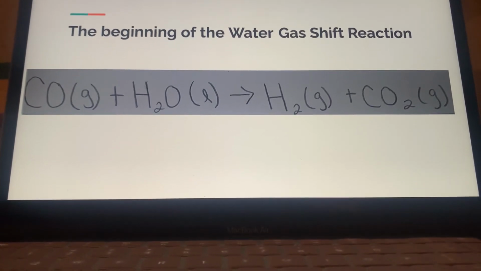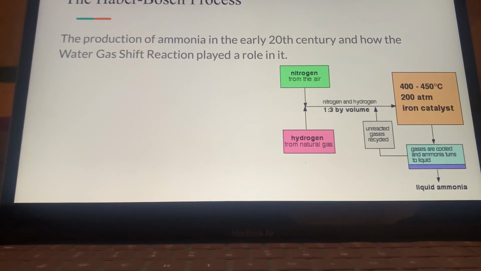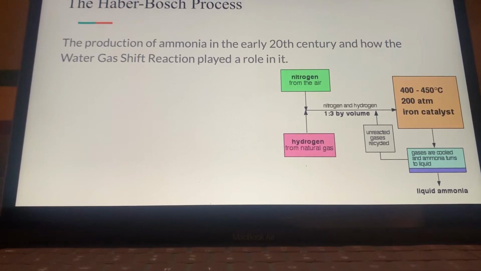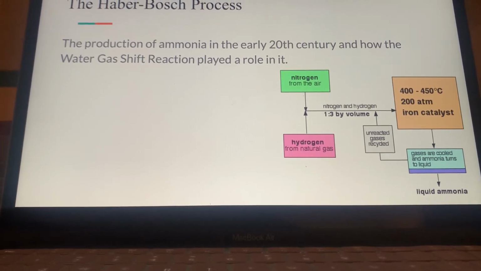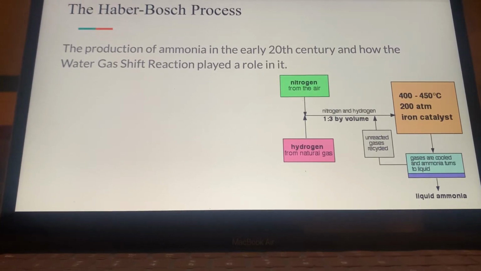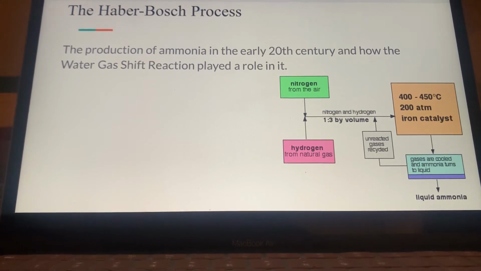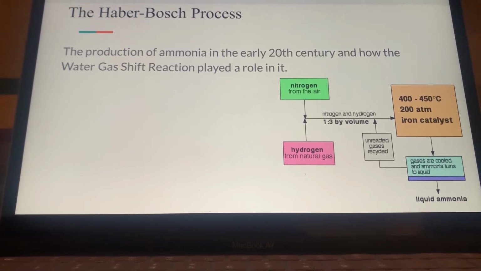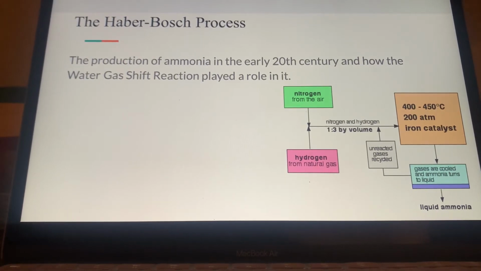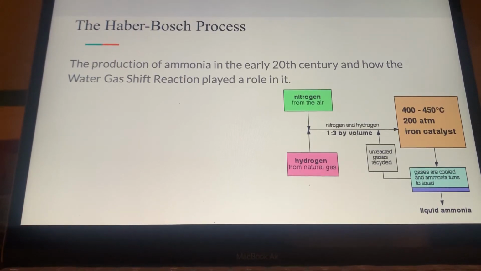And if you were wondering what happened in the early 20th century that made the reaction important, it was the Haber-Bosch process. So basically, the Haber-Bosch process was the production of ammonia in the early 20th century. And so the water-gas shift process played a big role in it through hydrogen.